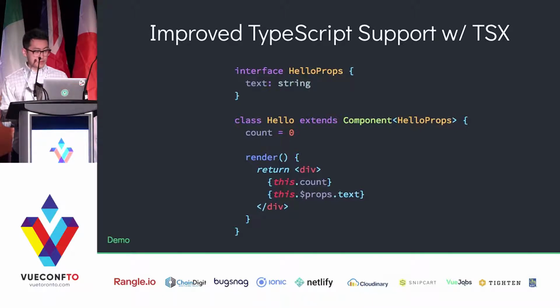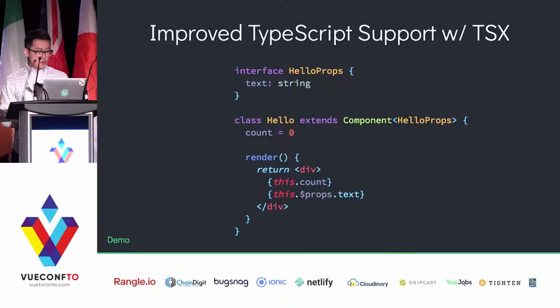But the benefit of using TSX is you actually get full type inference here. So you can see that this component, because it defines count as 0, this dot count will be inferred to be number here. So if you do like this dot count plus a string, well, it allows you to do that, unfortunately. This props text is text, right?